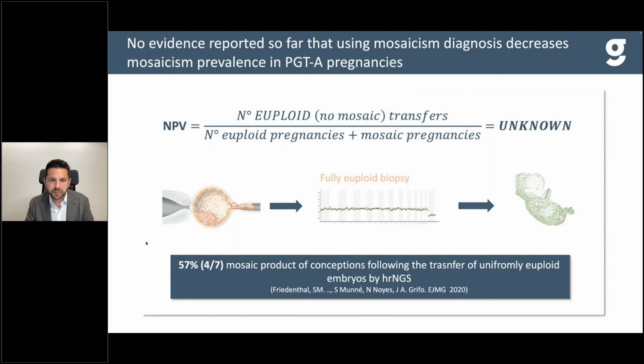For instance, in this paper that you can see at the bottom of my slide, half of the products of conception that were analyzed following the transfer of uniform euploid embryos, even after high-resolution NGS, showed mosaicism. So it means that even if we replace only euploid embryos, we cannot ensure to our patients that they won't have a mosaic pregnancy. And this, of course, makes all the sense.